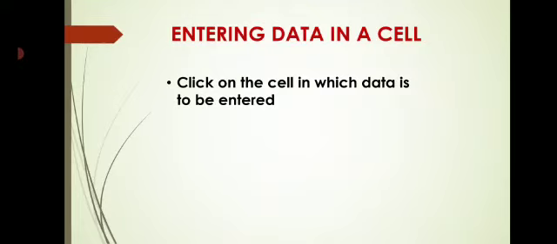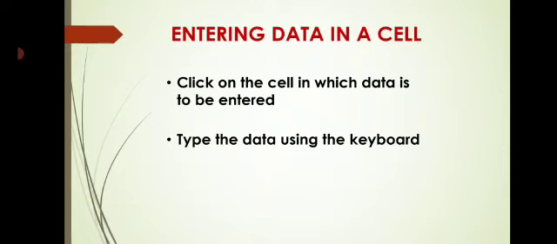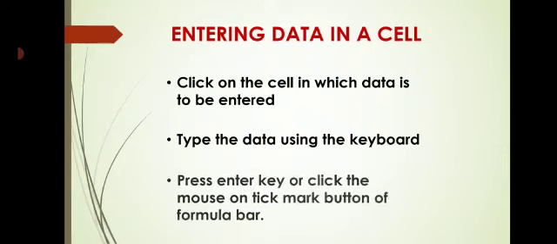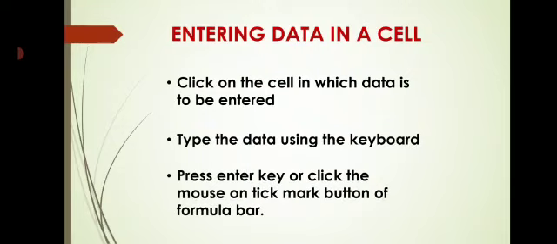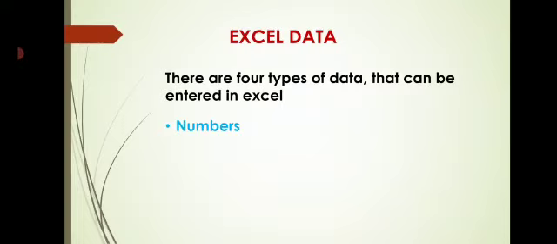Now we are going to learn how to enter data in a cell. It is very easy. You just have to click on the cell in which data is to be entered. Type the data using the keyboard. You can press the enter key or you can click the mouse on the tick mark button which you will find in your formula bar. Now we have 4 types of data. They are numbers, text, date and time.